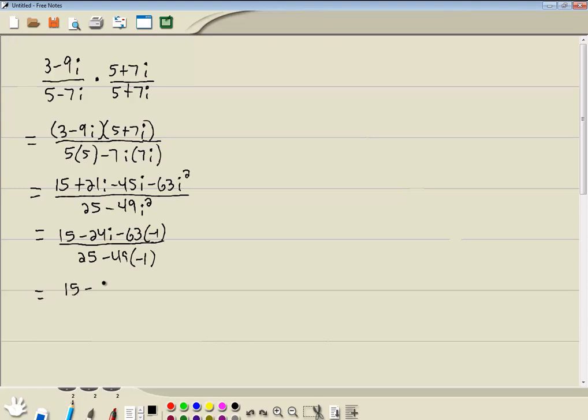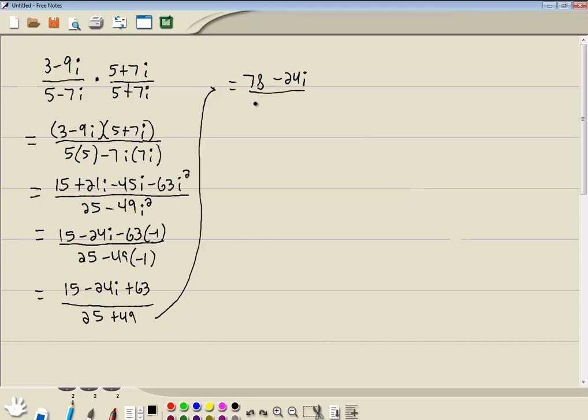So we got 15 minus 24i. Negative 63 times negative 1 gives us a positive 63. And down below here, negative 49 times negative 1 gives us a positive 49. Well, 15 plus 63 is 78. So I got 78 minus 24i over 25 plus 49 is 74.